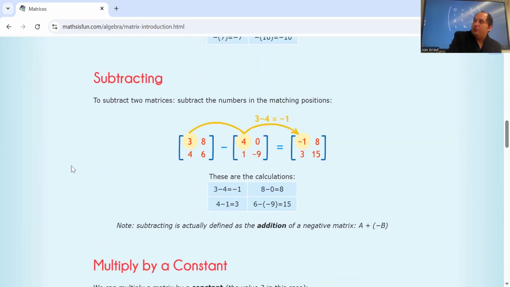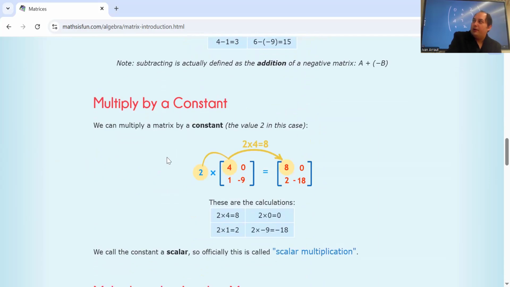You can subtract 2 matrices in the same way. You subtract element by element. 3 minus 4, minus 1. A minus 0, A. 4 minus 1, 3. 6 minus 9 is 6 plus 9, it's 15. You can multiply a matrix by a constant. 2 times this matrix, you have to multiply each element by 2. A 0, 2, minus 18.